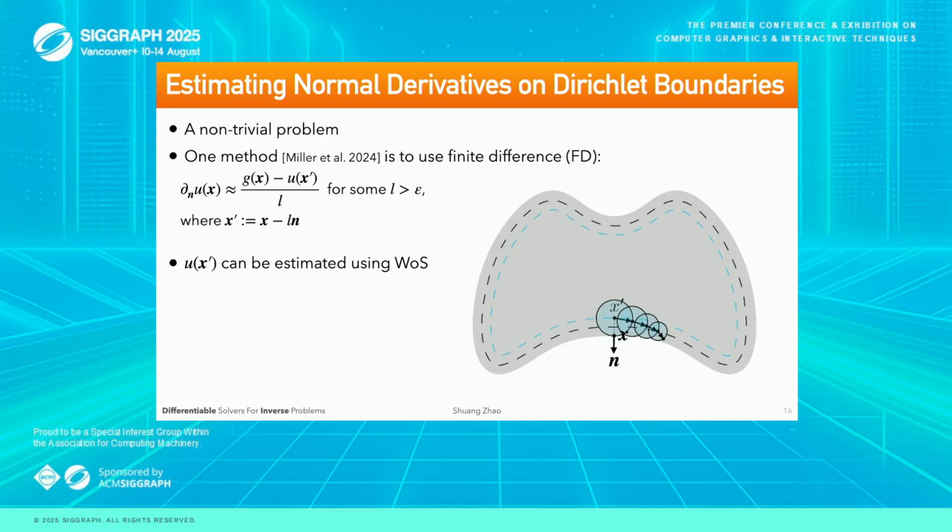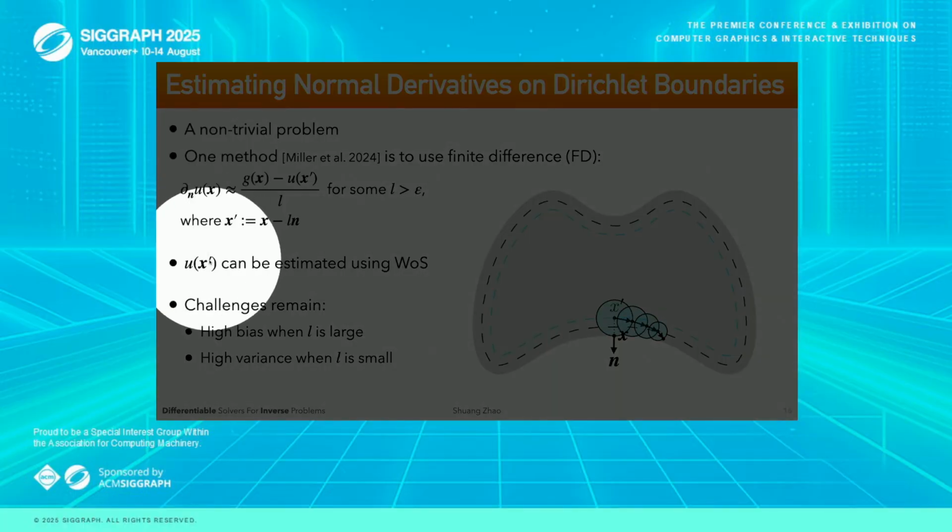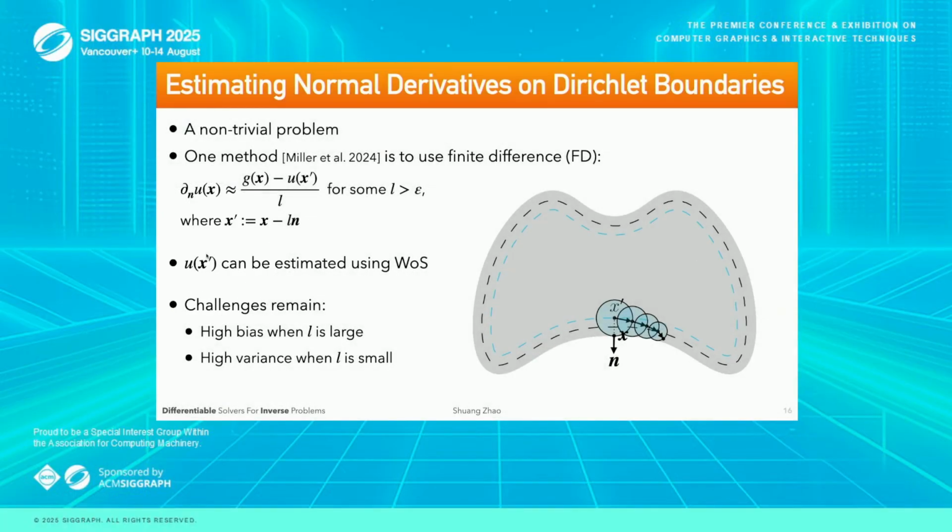So this works adequately, but there are a few challenges, which is, of course, we have to determine how big this spacing L is. If we use a very large spacing, we can suffer from high bias. If we use a very small spacing, it can basically increase the variance of this u of x prime estimate quite a lot. So that can be a challenge.